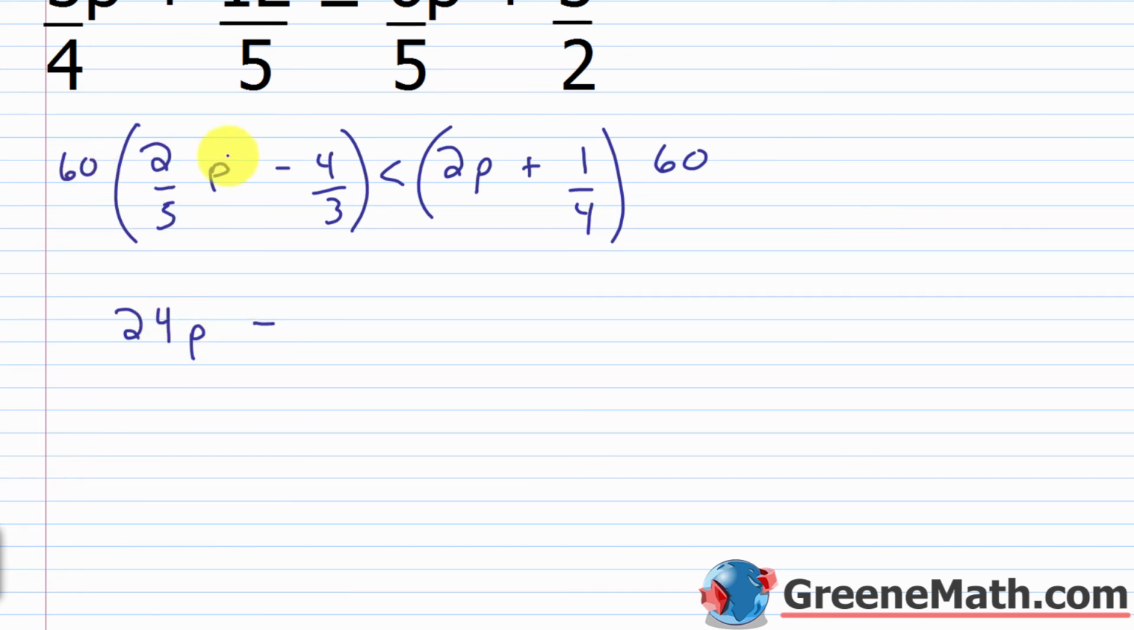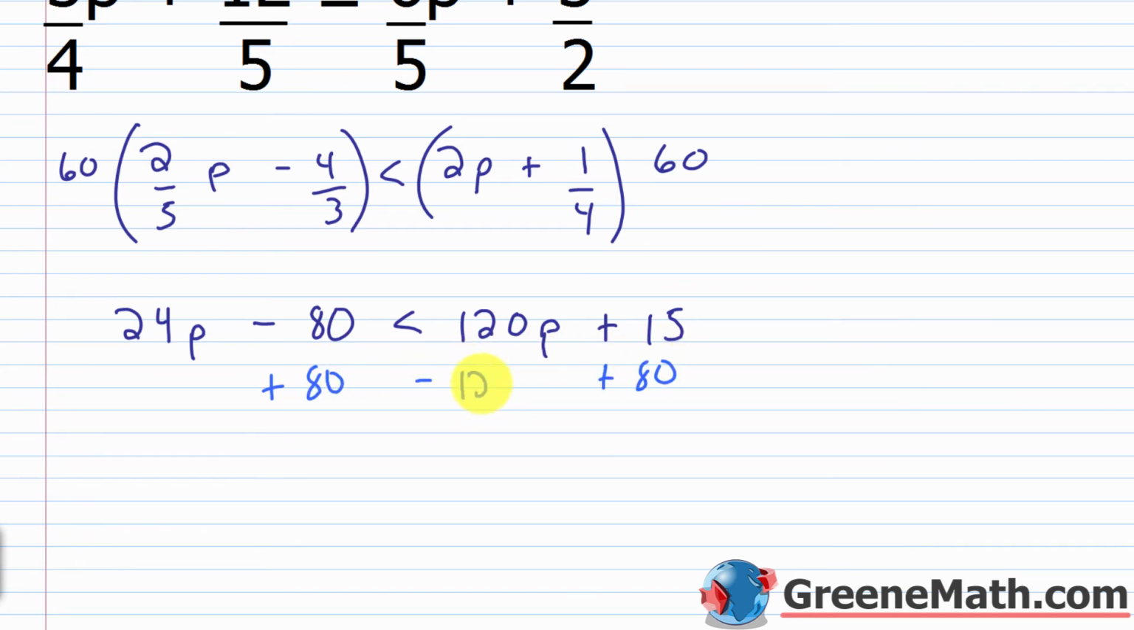Then minus 60 times 4/3. 60 divided by 3 is 20. 20 times 4 is 80. This is less than 60 times 2p is 120p. Then plus 60 times 1/4. 60 divided by 4 is 15. 15 times 1 is 15. So then what I can do is add 80 to each side.